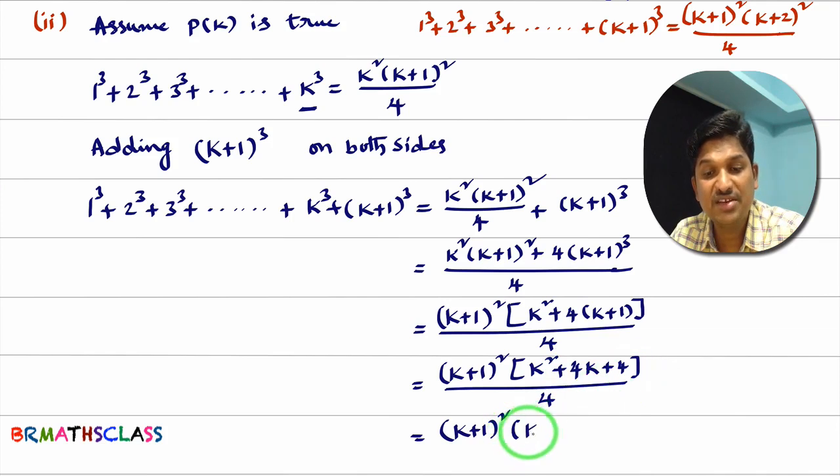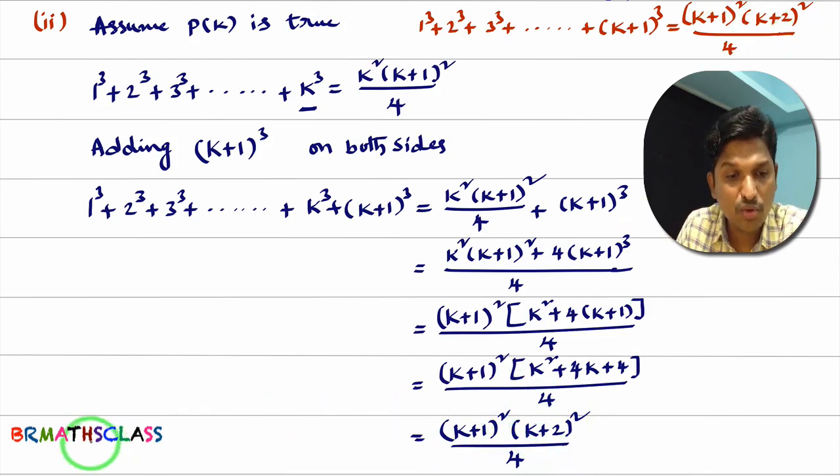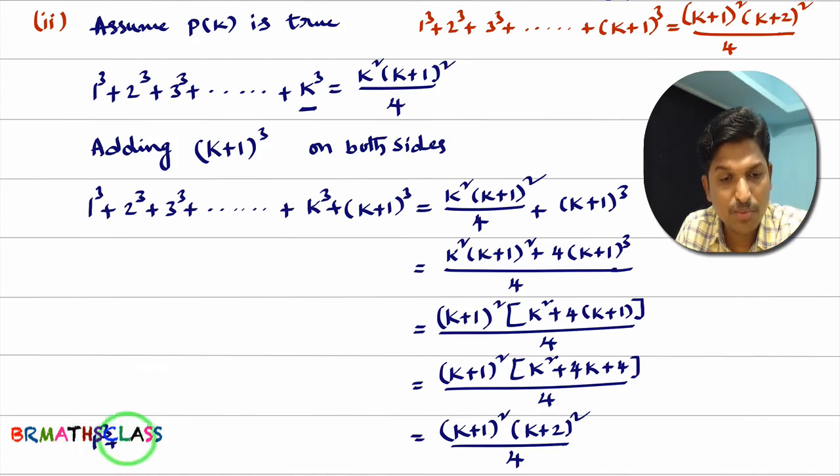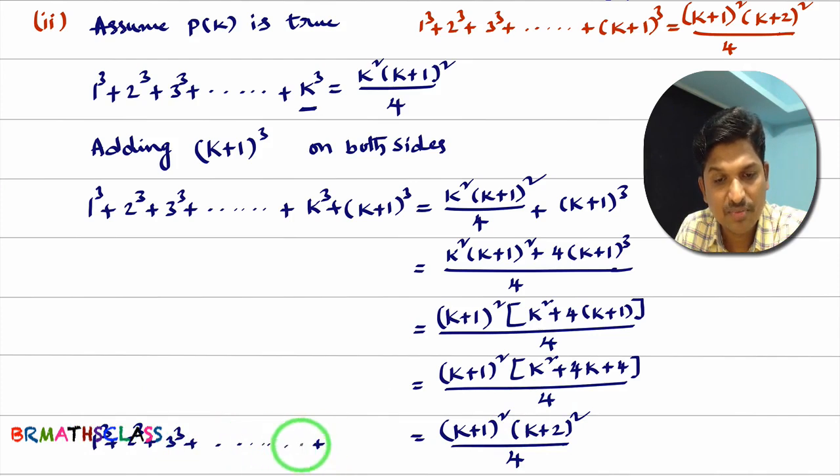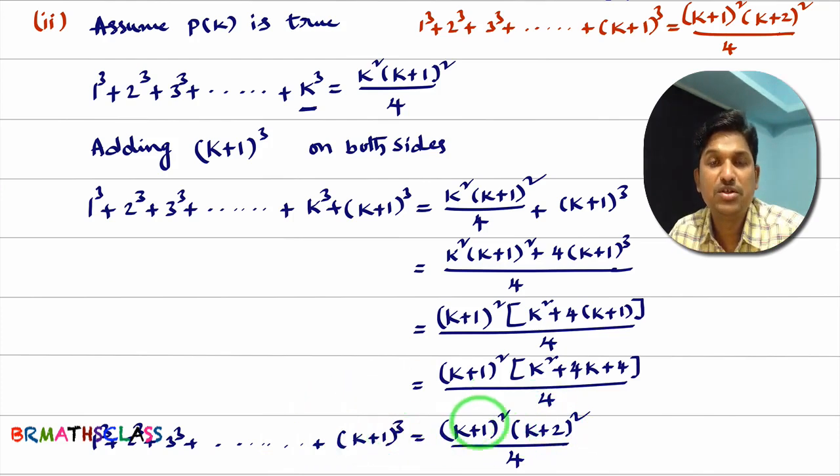You can easily understand that is the k plus 2 whole square expansion. Expand k plus 2 whole square: a square, that is k square, b square, that is 4, plus 2ab, 2 into k into 2, that is 4k, divided by 4. You look here, what did we get? We got k plus 1 whole square into k plus 2 whole square divided by 4. So the LHS part I will also write: 1 cube plus 2 cube plus 3 cube and so on plus k plus 1 whole cube equals k plus 1 whole square into k plus 2 whole square divided by 4. This statement is p of k plus 1, which we can observe here.